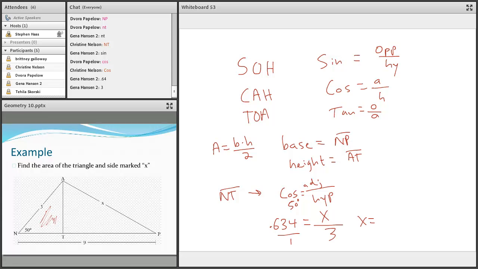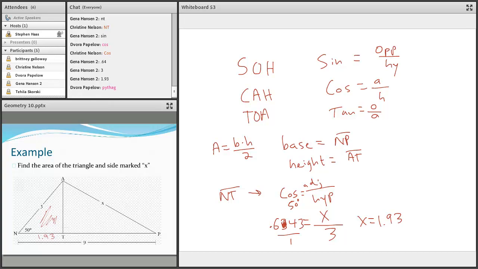Actually, I'm sorry, I made a mistake over there. Instead of being 634, it should actually be 643. I inverted those numbers. So I'm going to say 0.643 times 3, and you get approximately 1.93. Okay, good. We're around 1.9. So we know that this side is 1.93.